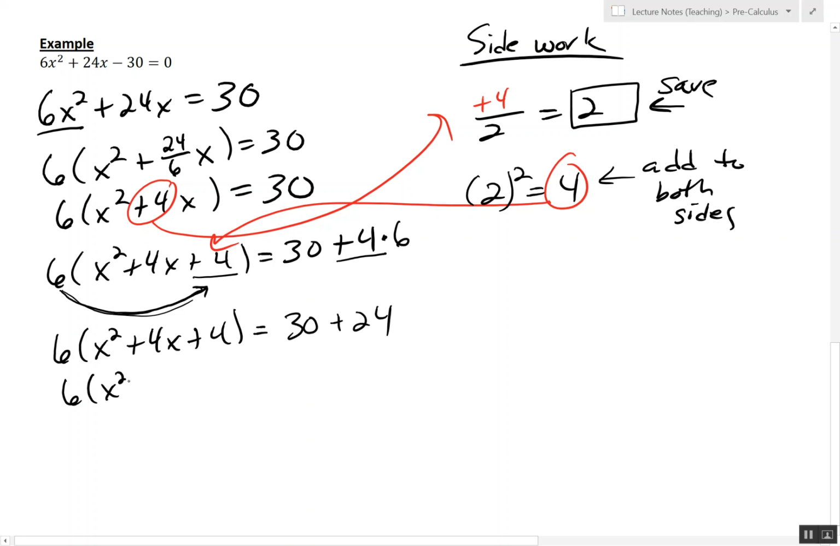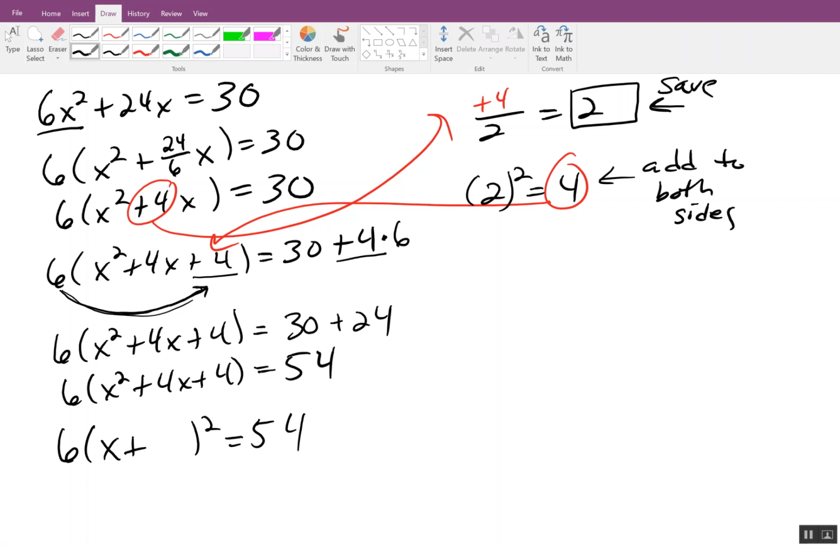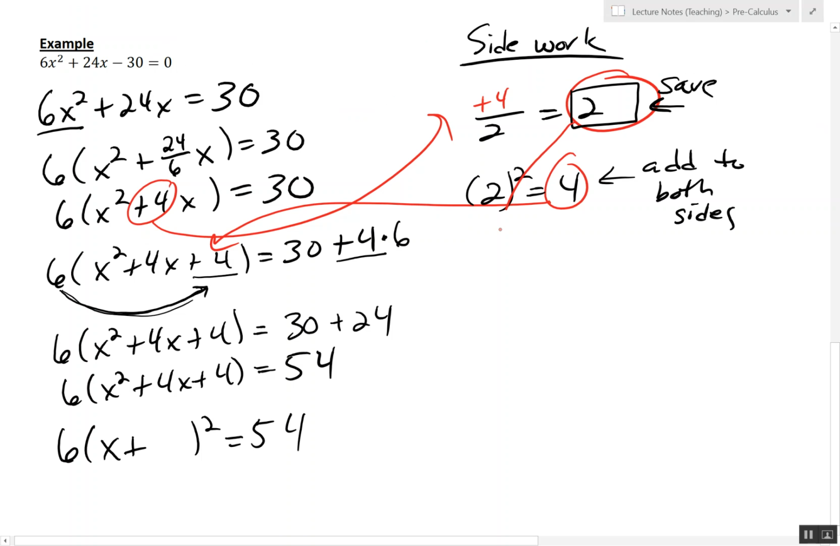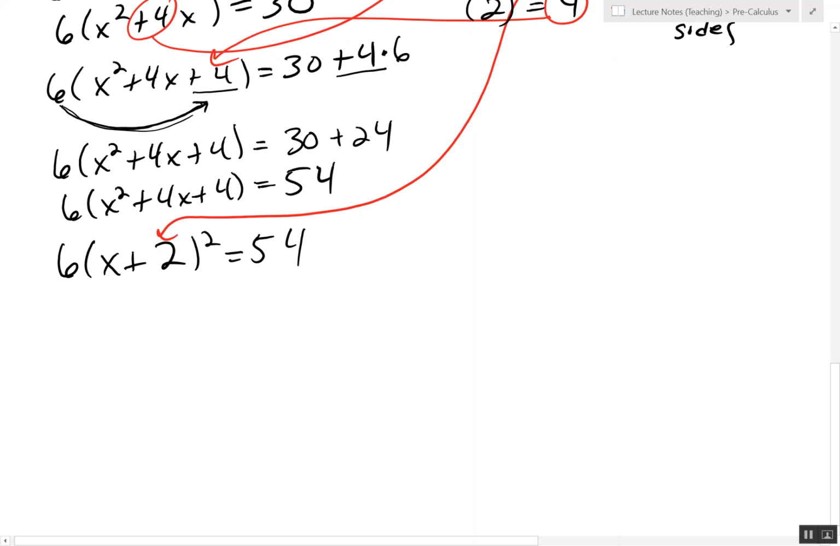So this will be 6x squared plus 4x plus 4 equals 54. So now we're going to factor, so this will be 6 times x plus something squared equals 54, and that something is again always going to be this number you save. So this number you save just goes in right there. And then the next step is before we take the square root, we have to divide by that 6. So divide both sides by 6, and we'll get that x plus 2 all squared is equal to 9.